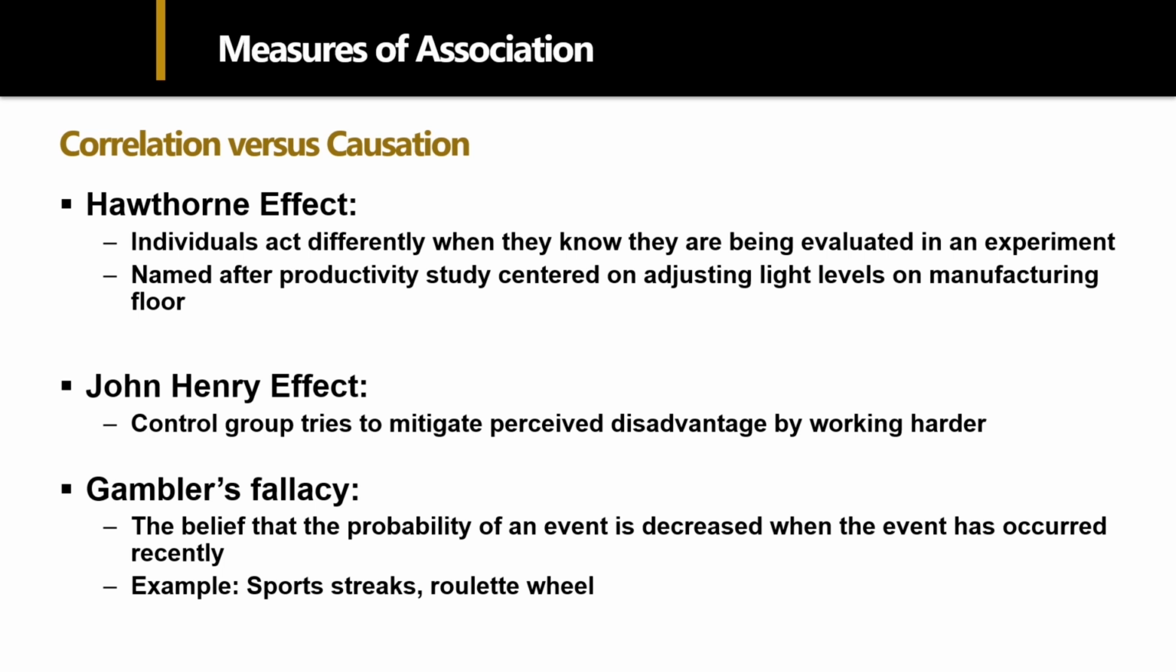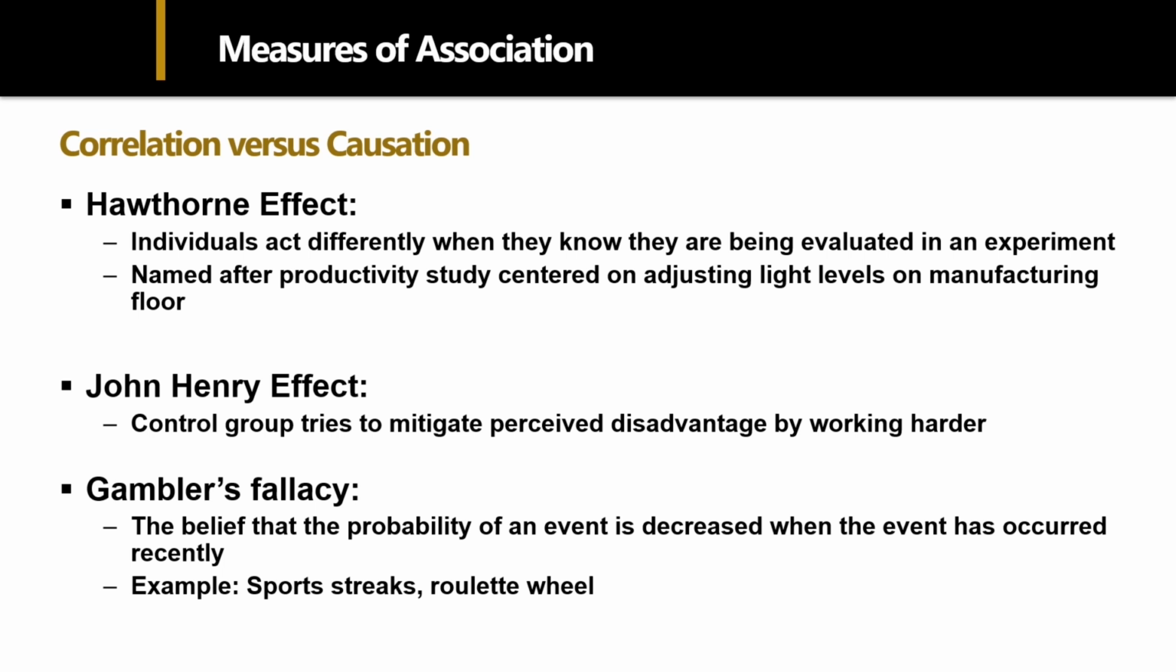There's a famous study about productivity where they adjusted the light levels on a manufacturing floor, and no matter if they turned the lights all the way up for very bright or very low for very dark manufacturing room, the workers worked harder. They knew they were being observed, so they put in more effort, kind of spoiling the results of the experiment.